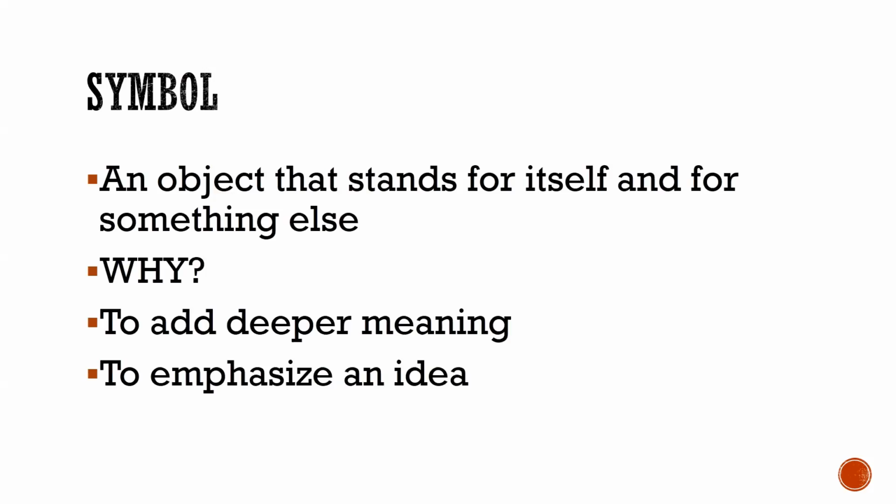Okay, another thing we're going to look at in the poem is the idea of symbolism. A symbol is an object that stands for itself, and it also stands for something else. Why would an author put a symbol in a piece of literature? One reason is to add deeper meaning, and another reason is to emphasize an idea. And I'm going to say this, I'm just going to say it.